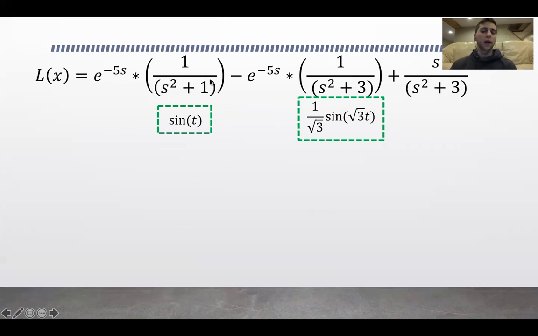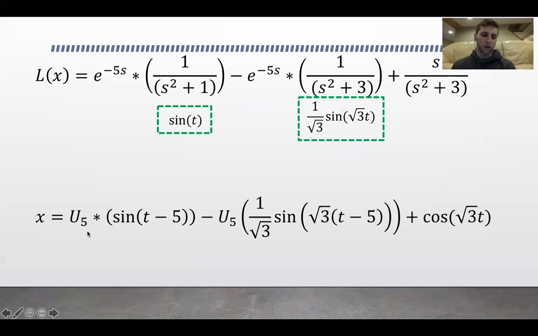And basically what we have to do is these e to the negative 5s terms tell us that it's going to be unit step function starting at 5. And then we have to take what this function would have inverse Laplace back into, which was sine of t, and just plug in the t minus 5, because the unit step function is starting at 5.